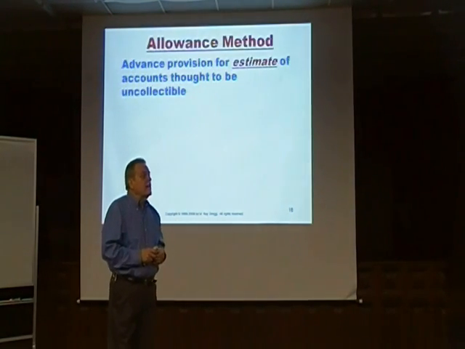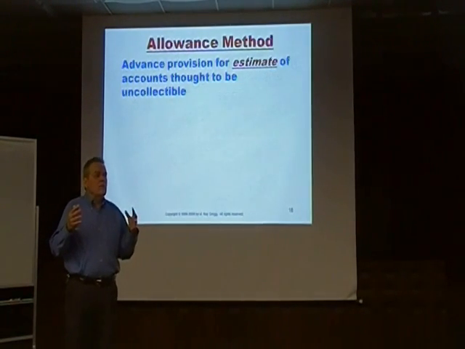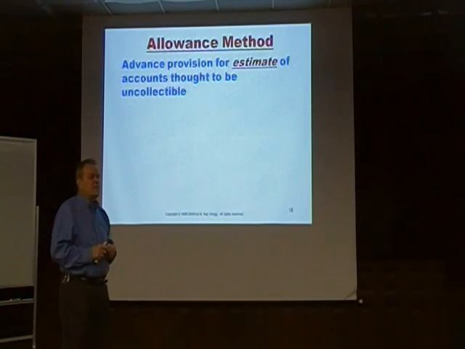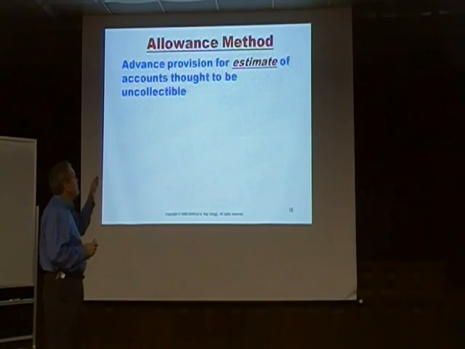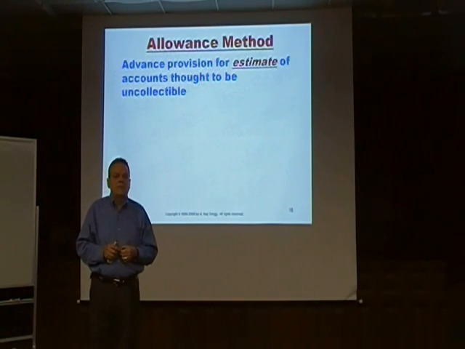Let's talk about the allowance method. The allowance method works the way it does because it provides an estimate, an advance provision for an estimate of accounts thought to be uncollectible.